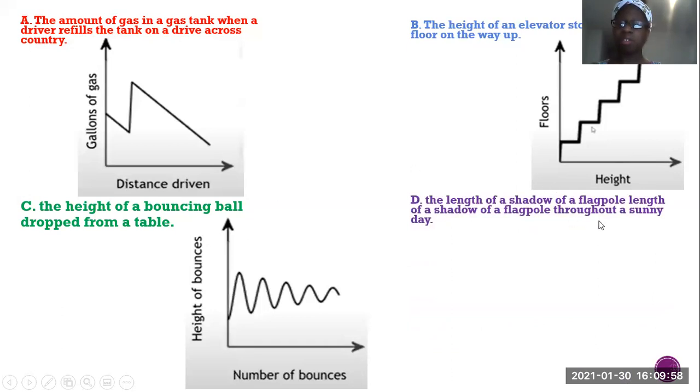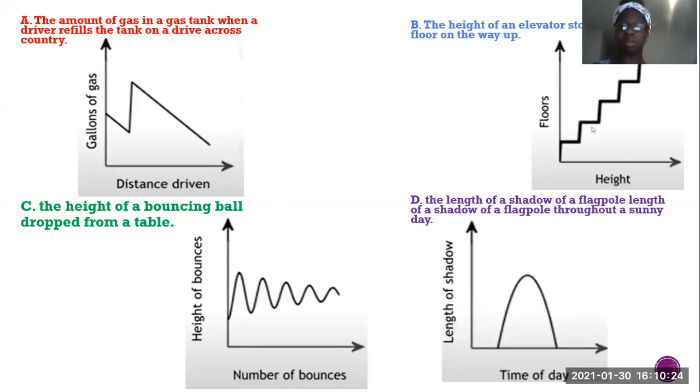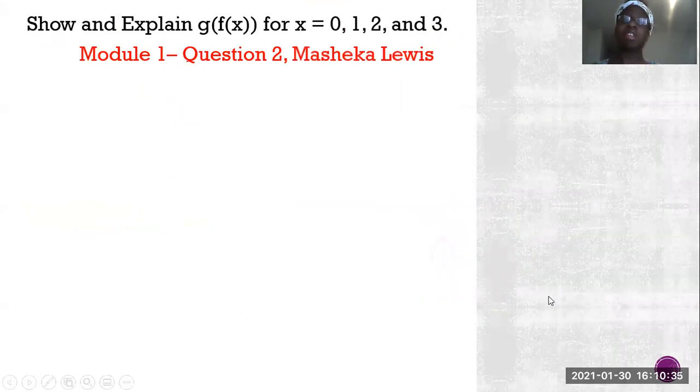And now we have the length of the shadow of a flagpole throughout a sunny day. So we know at 6 o'clock we don't see any sun. But we still see a little bit of shadow, and whenever the sun keeps going up, it'll be a little arch as it keeps going up through midday. It'll be the highest point, and then whenever midday goes away, it'll go to the other side of the pole. So with this, we'll just see an arch, and it'll look like this. So time of day, the highest point will be midday, and then the length of the shadow is our y-axis. Okay, let's go to question 2.